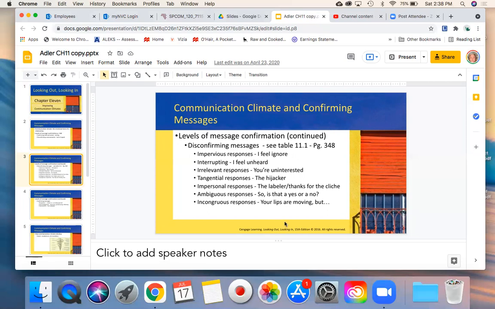I'd like you to stop and think through each one of these. If you can relate to them personally, that you personally communicated that way, or who can you relate these examples to? The next is the impersonal response, the labeler, or thanks for the cliche. I say that because the person will just find the closest cliche and put it on you, and you've just been labeled instead of really being heard and understood.